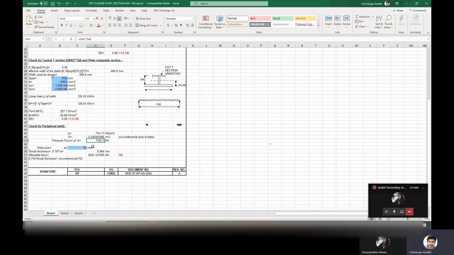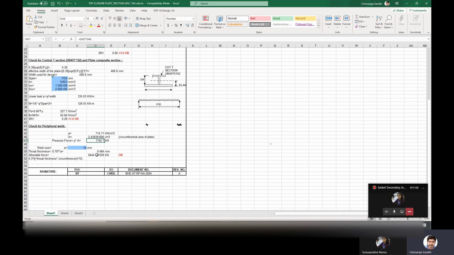Once we have the load, we know that stress equals load by area. We know that formula, a basic formula: stress equals load by area. The load we have divided by area. Area means what area? Weld area. What is the weld area formula? 0.707 into the thickness of the weld. That will be the stress.